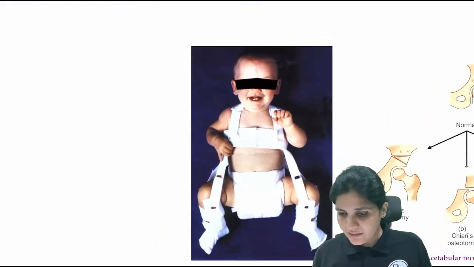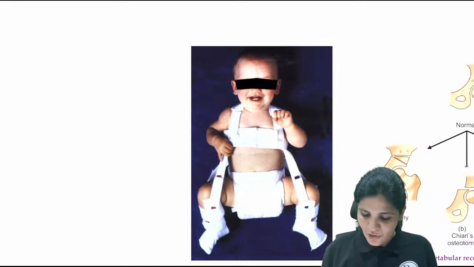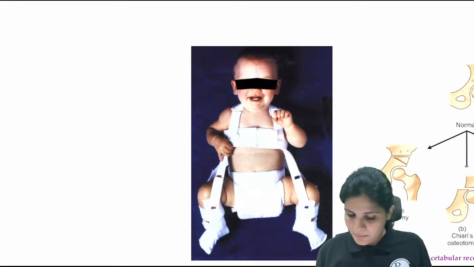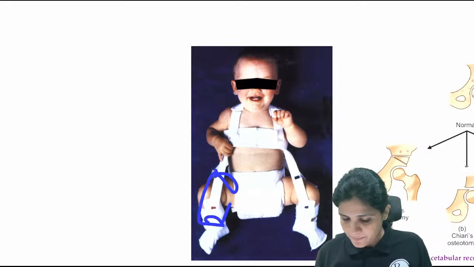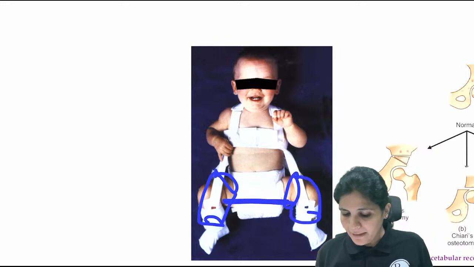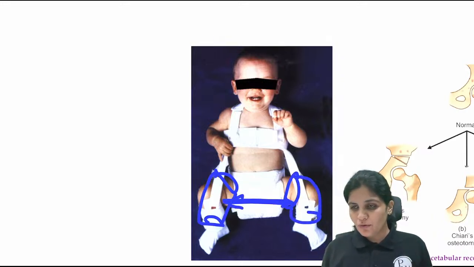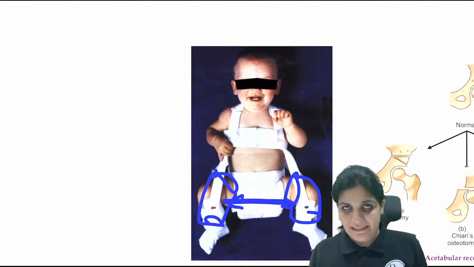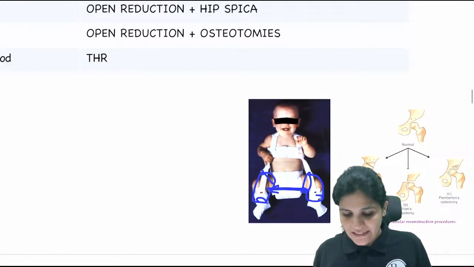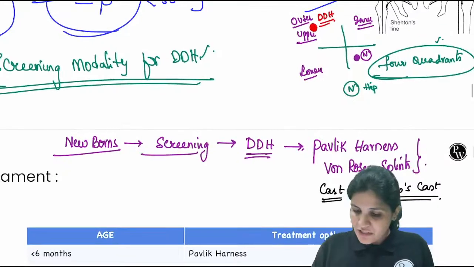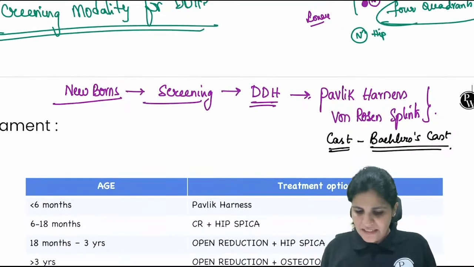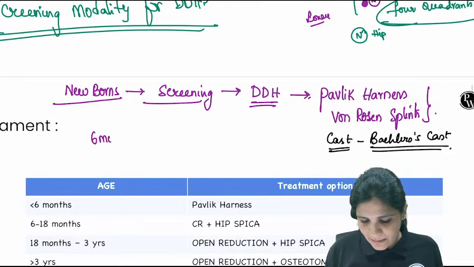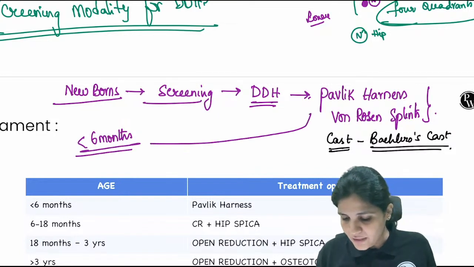So what do you do? Okay, you can put the cast something like this, and then you put a bar between it. So whatever you do, it is like abducting. It is called the bachelor's cast, right? So that is the treatment for the newborn if the baby has come to you, right? Just in newborn.